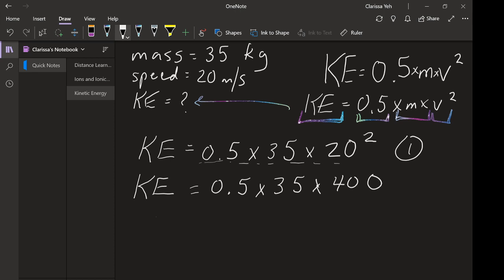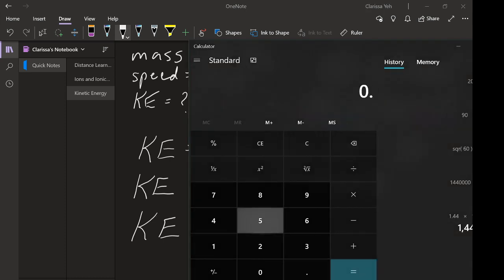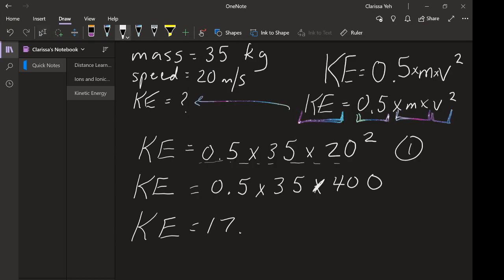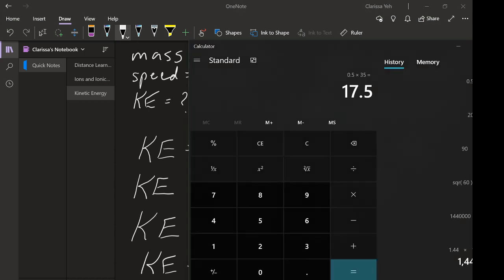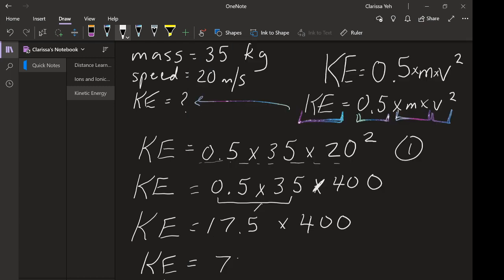So 0.5 times 35 times 400. And these are all times, so I can just stick this whole thing in my calculator, or I could do it in parts, up to you. I'm going to do it in parts just to show you how, rather than doing it all in one step. Okay, and that would be my final answer.